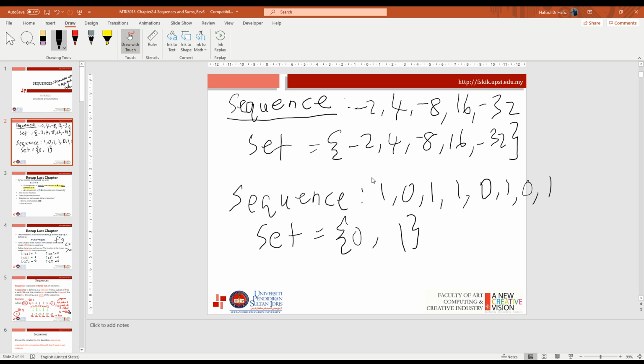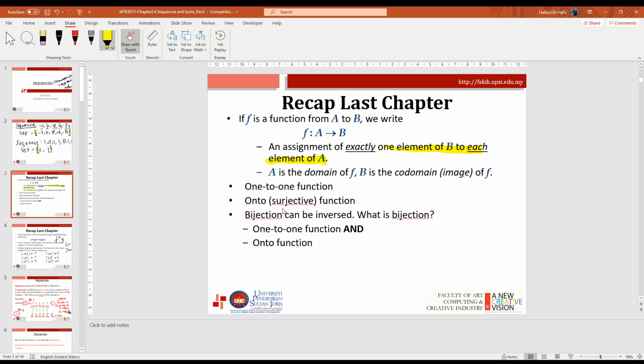For example, if we have the sequence negative 2, 4, negative 8, 16, and negative 22. In the set also we need to have the bracket. For the sequence, let's say we have 1 0 1 1 0 1 0 1, which is binary. For the set, we represent it as elements, but repetition only applies to the same element. This one is for the recap.